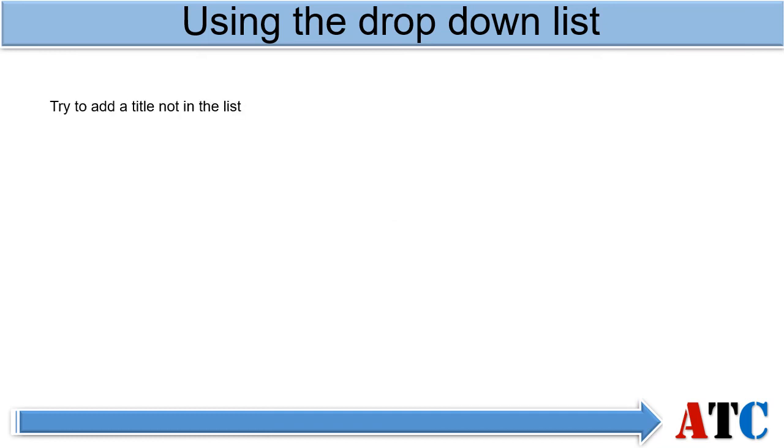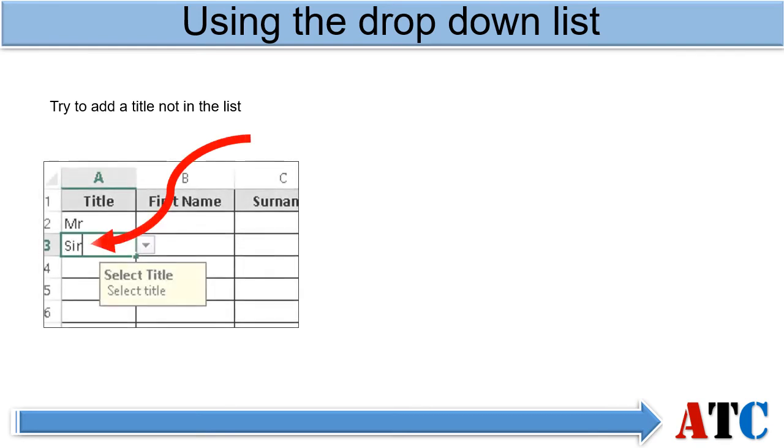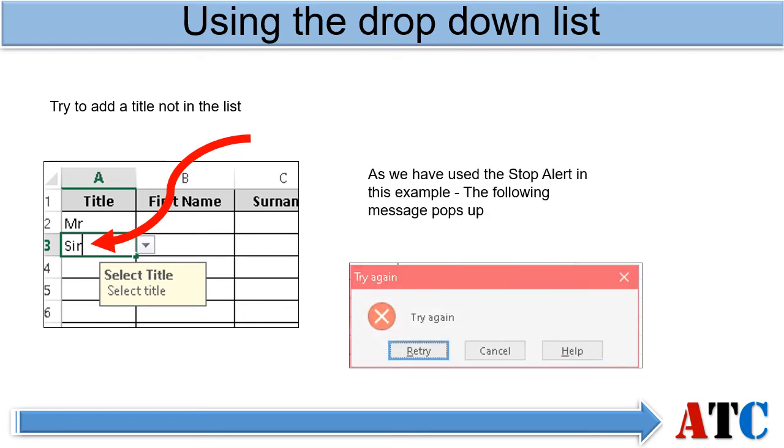To check that the validation is working, try to add something in the cell that is not on your list. In this example here, I'm going to type Sir. As it is not in my list and I have used the stop alert, the following message pops up.